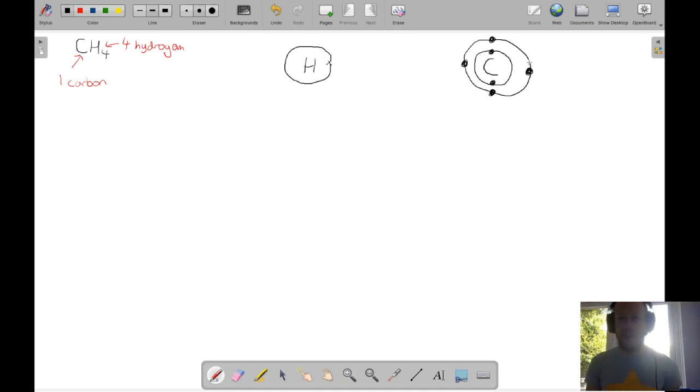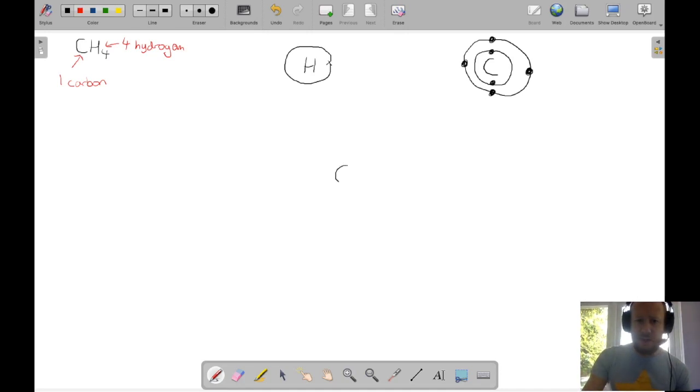Okay, how many hydrogens do I have? I've got four hydrogens. It says right here. So I need to put four of these on here so that in this circle around the outside, there are eight electrons in every shell. Okay, so how do we do that?